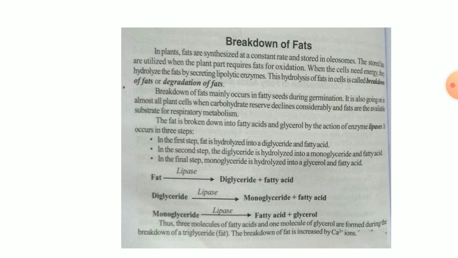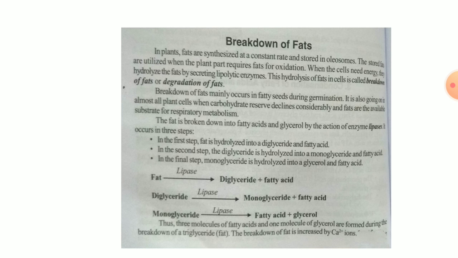This occurs in three steps. In the first step, fat is hydrolyzed into a diglyceride and fatty acid. In the second step, the diglyceride is hydrolyzed into a monoglyceride and fatty acid. Finally, the third step involves the monoglyceride, which is hydrolyzed into a glycerol and fatty acid.